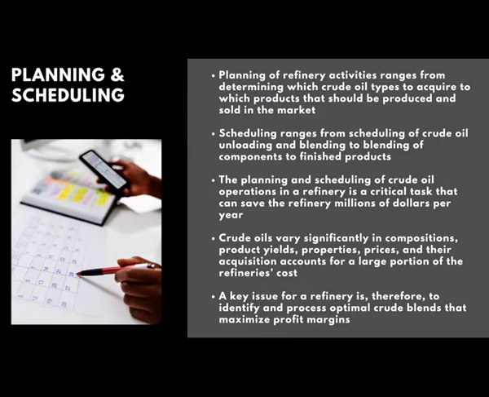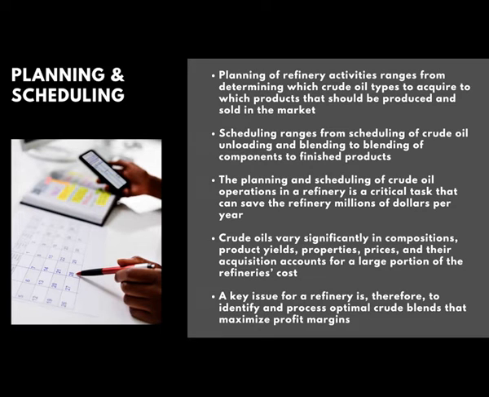Now let's try to understand in depth the key functions which we are planning to cover today, that is planning, scheduling and blending. Planning of refinery activities ranges from determining which crude oil types to acquire to which products should be produced and sold in the market. That is what crude to buy and what kind of products to produce and sell. Scheduling ranges from scheduling of crude oil unloading and blending to blending of components into finished products. That means here the blending involves crude oil blending as well as product blending.